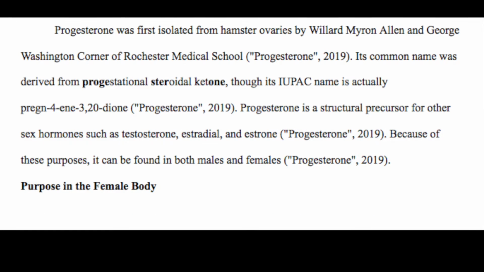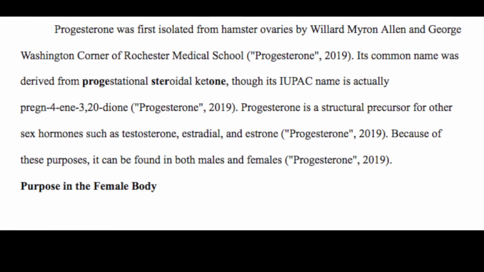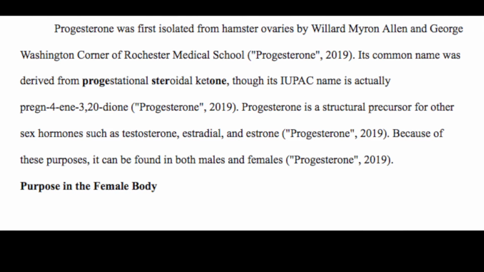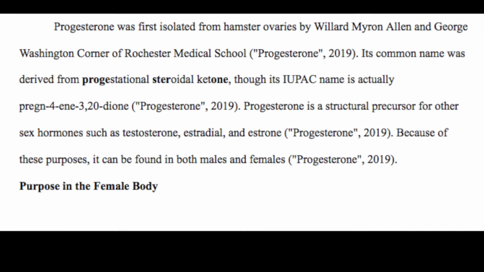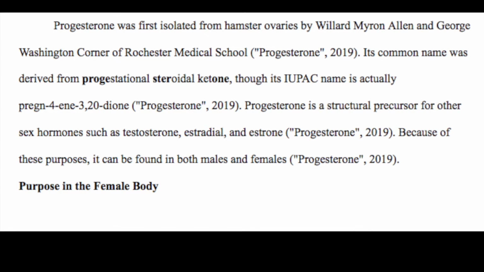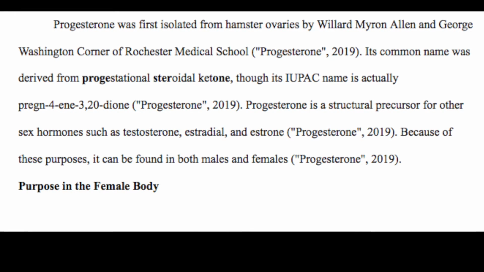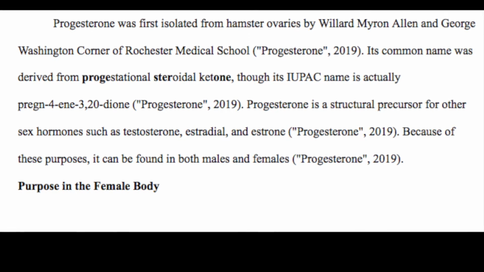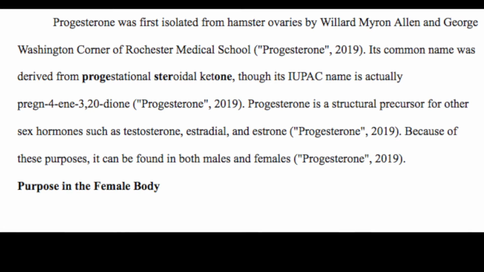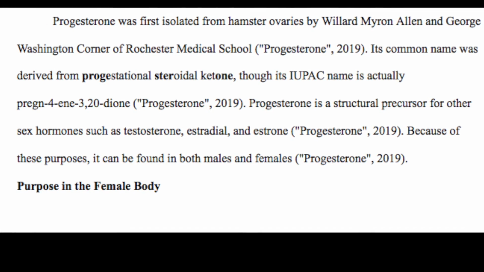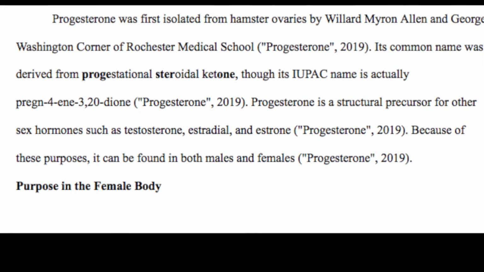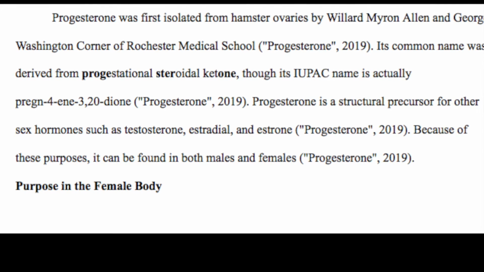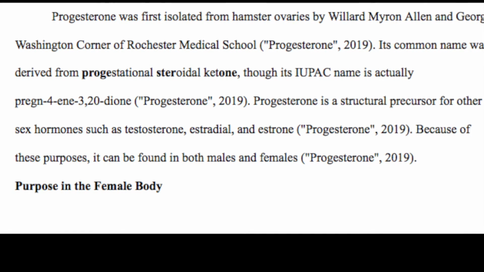Progesterone was first isolated from hamster ovaries by William Myron Allen and George Washington Corner of Rochester Medical School. Its common name was derived from progestational steroidal ketone. That's very clever. I bolded the parts that formed progesterone. Though its IUPAC name is actually pregn-4-ene-3,20-dione. That's a mouthful.